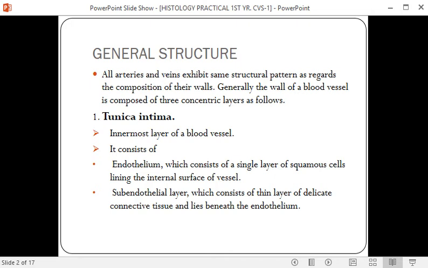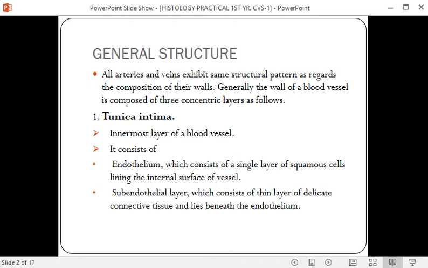Generally, the wall of a blood vessel is composed of three layers: tunica intima, tunica media and tunica adventitia. Tunica intima is the innermost layer, media is the middle layer and adventitia is the outermost layer. Tunica intima consists of endothelium, subendothelial connective tissue and internal elastic lamina. Endothelium is made up of a single layer of squamous cells which line the internal surface of the vessel.